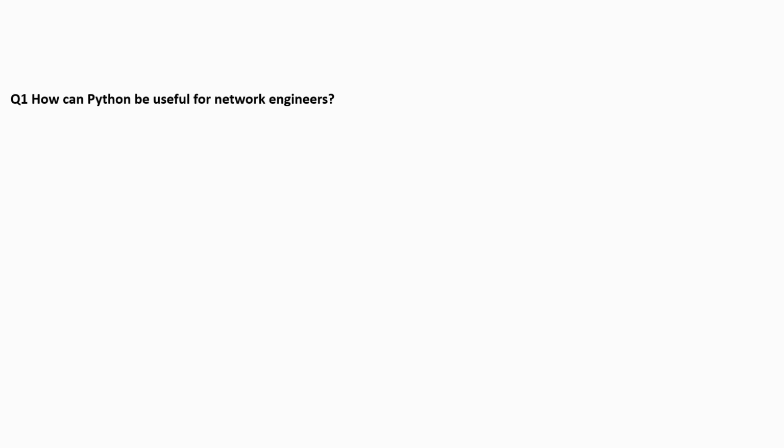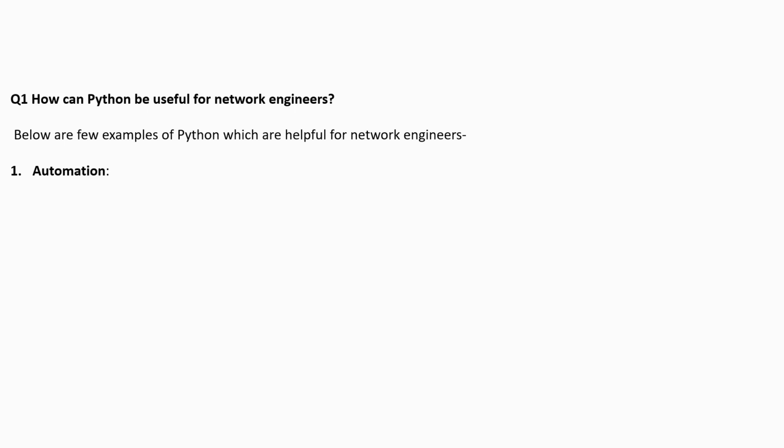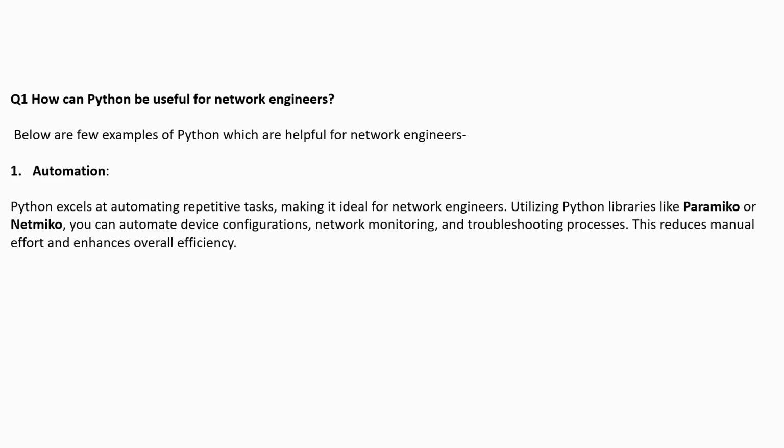How can Python be useful for network engineers? Below are a few examples of Python which are helpful for network engineers. Number one is automation. There are a lot of things that as a network engineer we can automate, for example pulling information, retrieving information or pushing information to the device, and monitoring the device. All these things can be automated with the help of a few Python libraries, as you can see here. Python excels at automating repetitive tasks, making it ideal for network engineers, utilizing Python libraries like Paramiko or Netmiko. We can use these two libraries to automate network devices, for example device configuration, network monitoring, and troubleshooting processes that reduce manual effort and enhance overall efficiency.